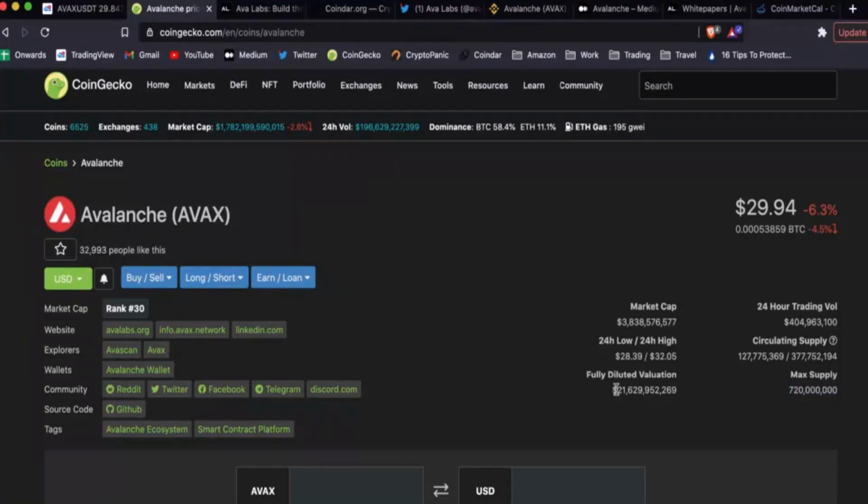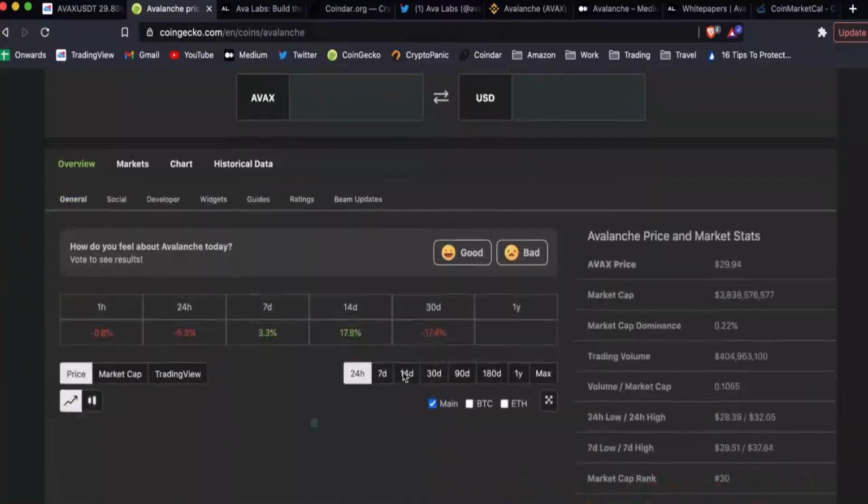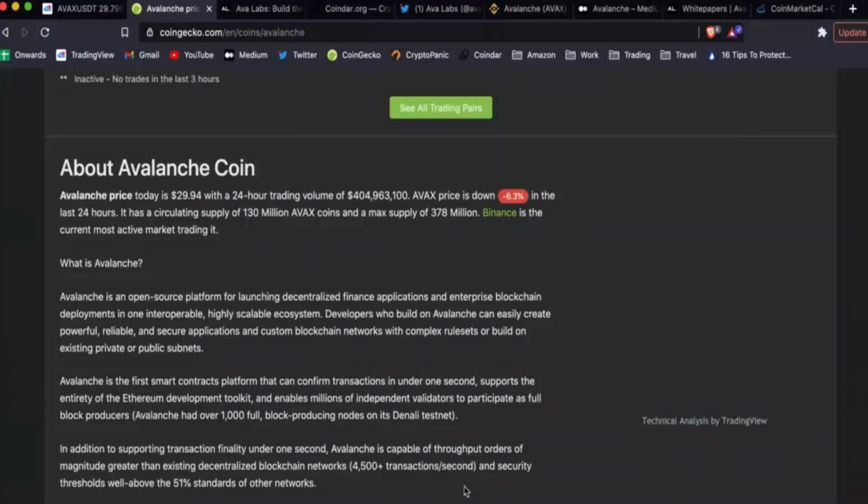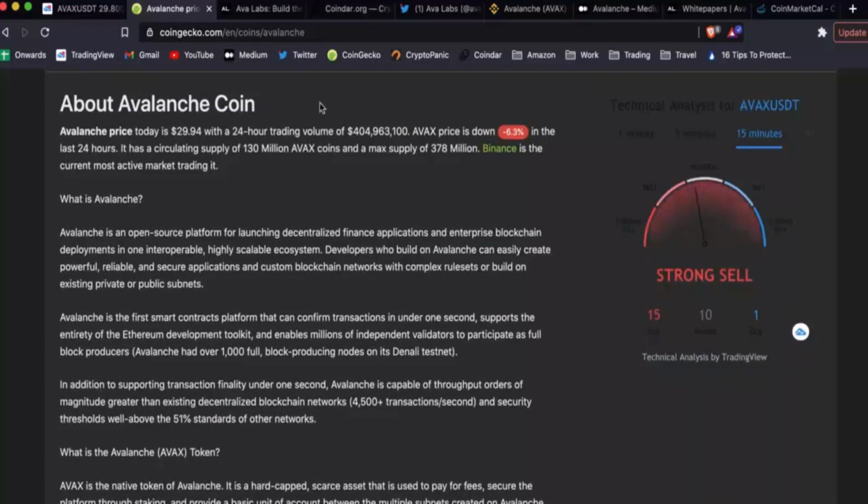You can see the fully diluted valuation, which, you know, the market cap is 3 billion there, but if all supply was to be in circulation right now, this would be the market cap, 21 billion, right? So that can help you analyze and put a value on different tokens. So you can read about the token here, and this is where you want to start your fundamental research, reading about what it is. AVAX is the native token of Avalanche. It is a hard-capped, scarce asset that is used to pay for fees, secure the platform through staking, and provide a basic unit of account between the multiple subnets created on Avalanche.